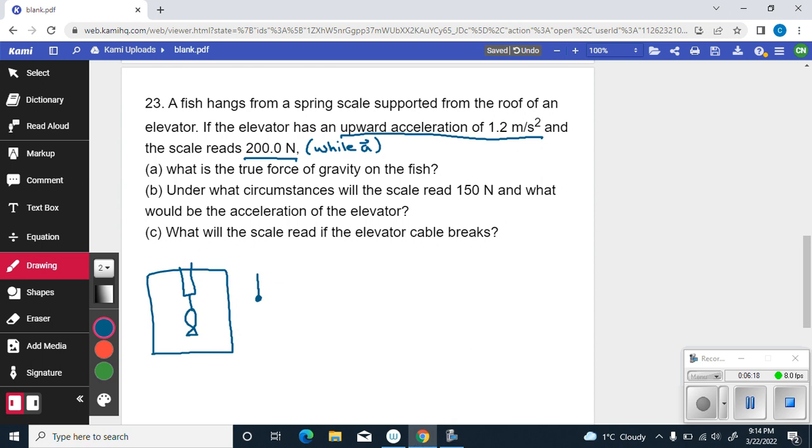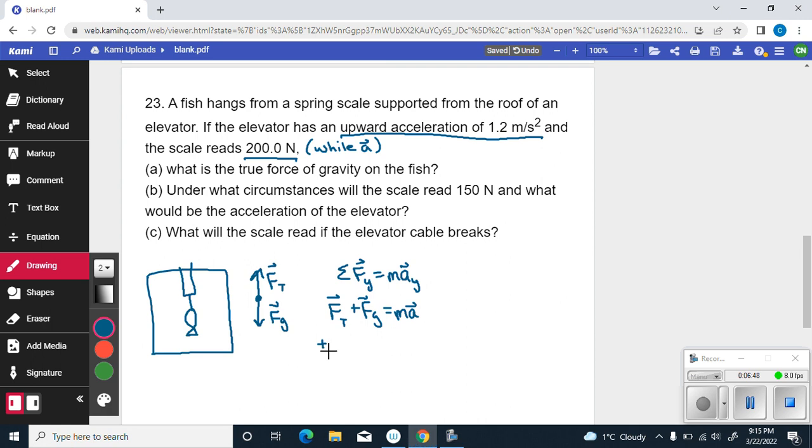So my free body diagram would be the force of the tension, that's what the scale is reading, and the force of gravity going down. We have the sum of our forces in the y direction is going to give me mass times acceleration in the y direction, right? We're just going up and down here. We know that we have a tension going up, and we've got a force of gravity that's also acting as well, so we've got those two vectors.